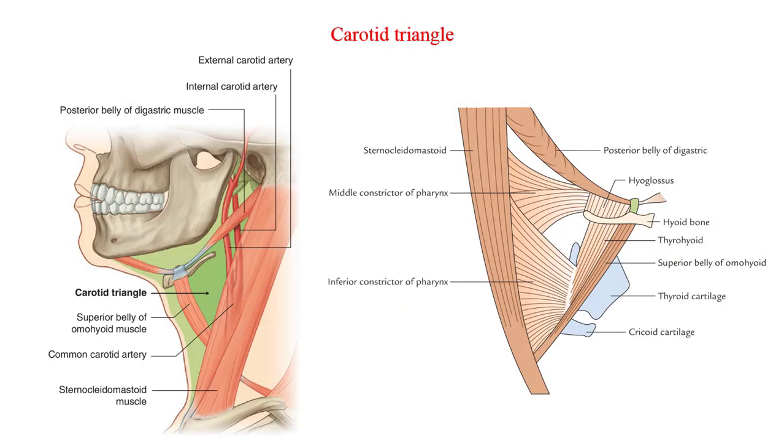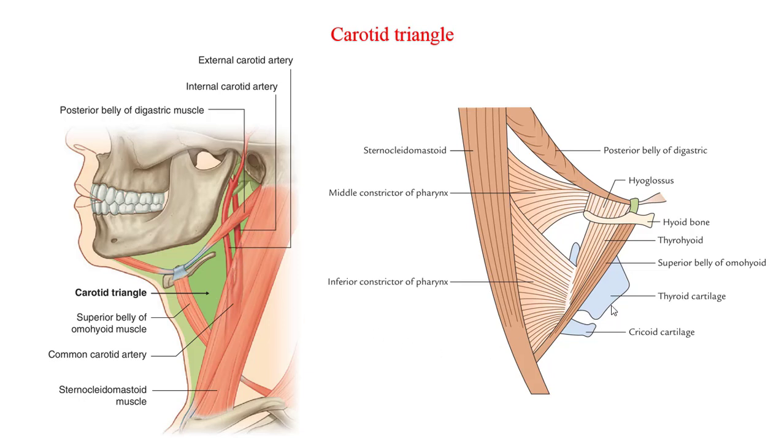The last triangle of the subdivisions of the anterior triangle is the carotid triangle, which is an important anatomical landmark as it contains some important vessels and nerves. It is bordered anteriorly by the superior belly of the omohyoid muscle, superiorly by the posterior belly of the digastric muscle, and posteriorly by the anterior border of the sternocleidomastoid muscle.